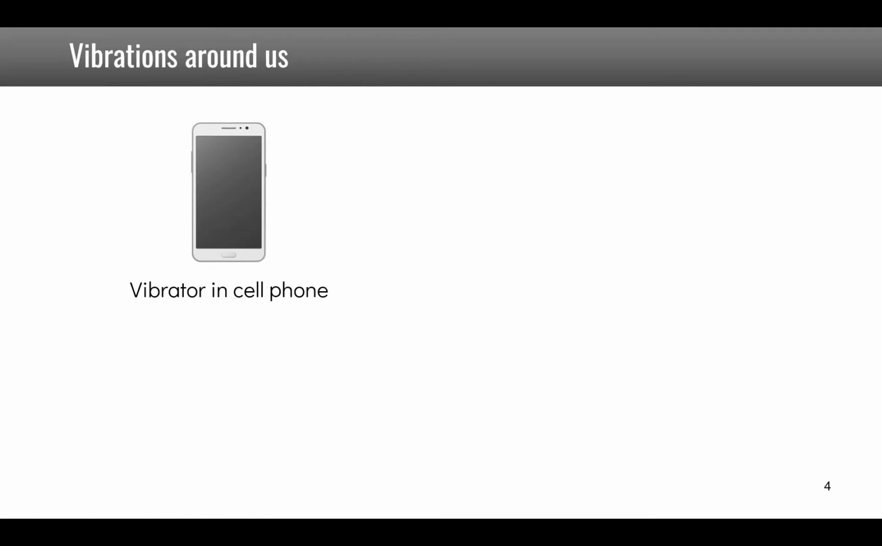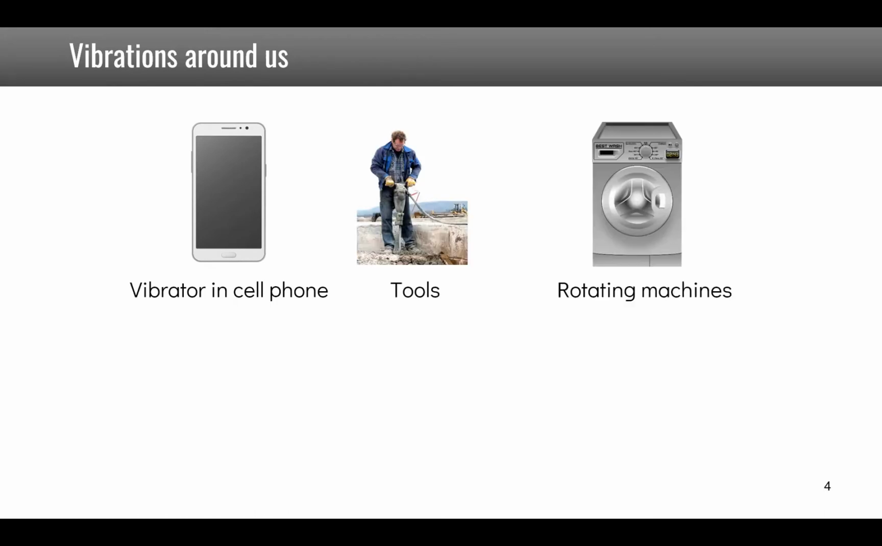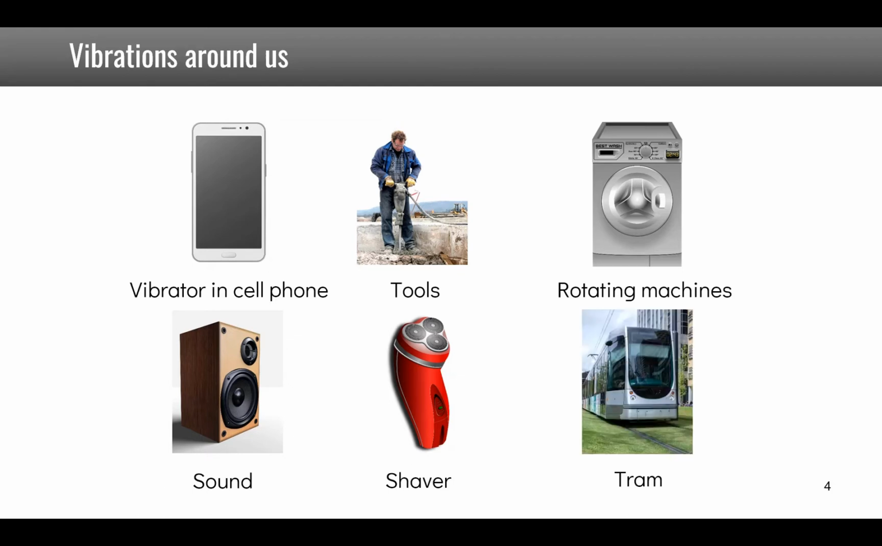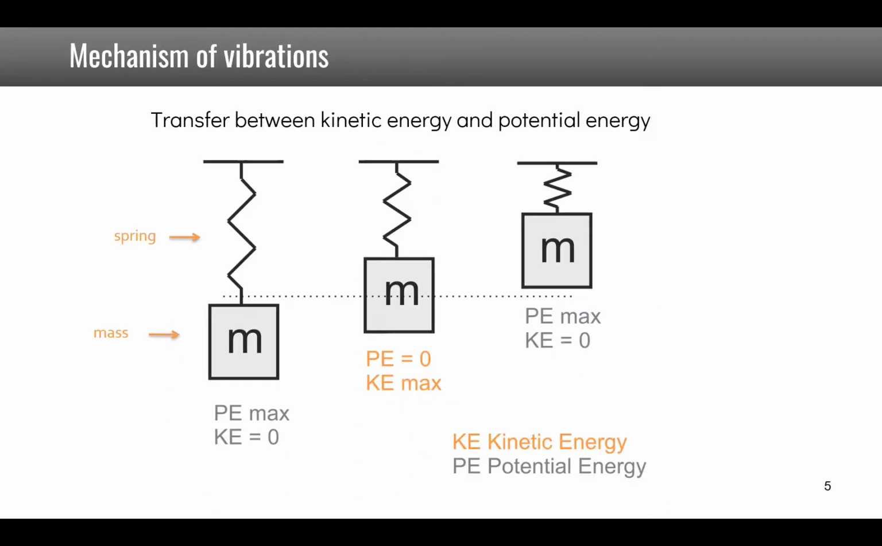Think about the vibrator in your cell phone, the vibrations produced by tools, the vibrations produced by rotating machines such as a washing machine. Sound, also when it is produced by a loudspeaker, originates from the vibration of a mechanical membrane. An electric shaver is vibrating when you are shaving, and trams driving down the road also produce vibrations in their environment. But what is the fundamental mechanism of vibration?